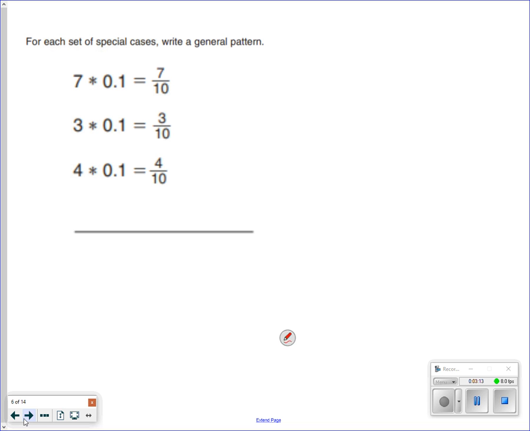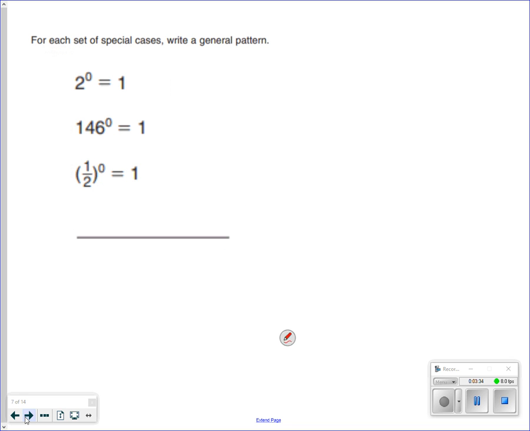It says 7 times 0.1 equals 7 over 10. 3 times 0.1 equals 3 over 10. 4 times 0.1 equals 4 over 10. So we have s times 1/10, and that would equal s over 10. I apologize. My s kind of looks like a 5, but it isn't. It's an s.